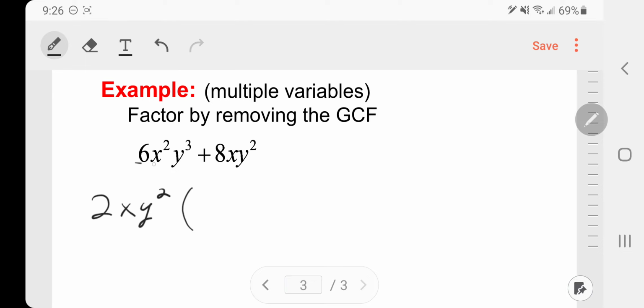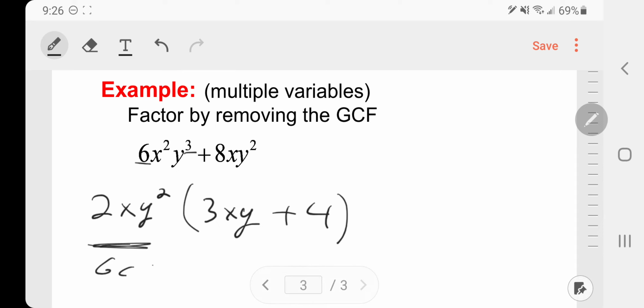6 divided by 2, it's going to give me 3. X squared minus x to the first is just x. Y to the third minus y squared is going to give me y, so the first term is going to be 3xy. And now the second term, 8 divided by 2 is 4. X divided by x, or x to the first minus x to the first is 0. Y squared minus y squared, 0. So it's just going to be 3xy plus 4.